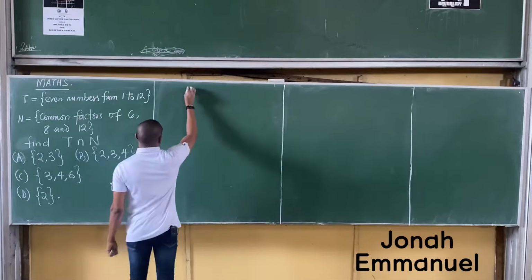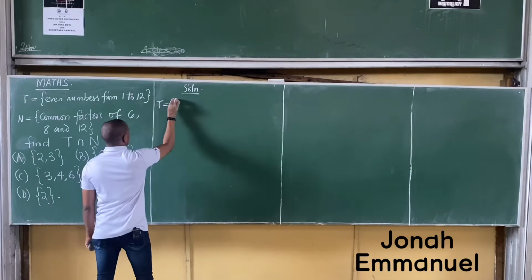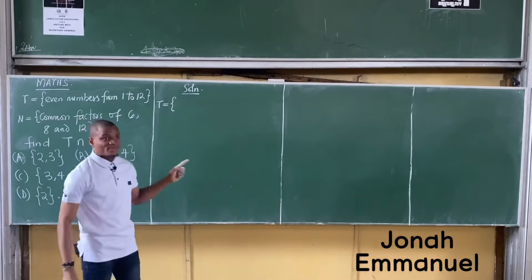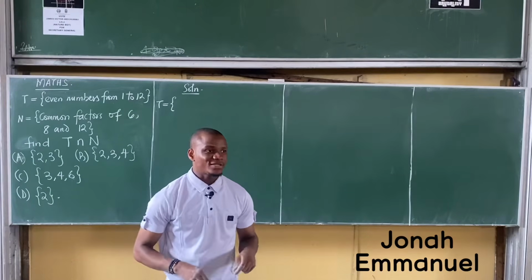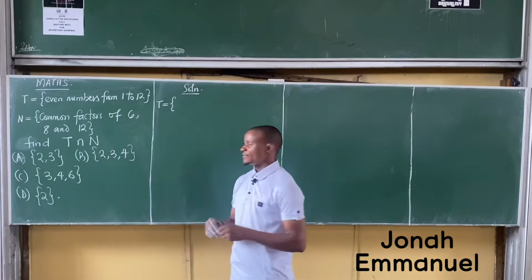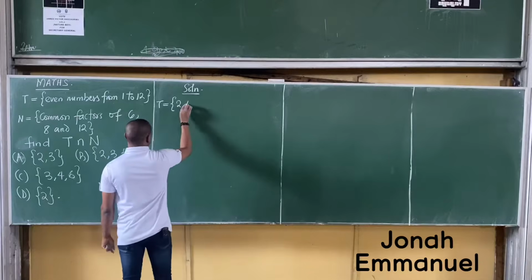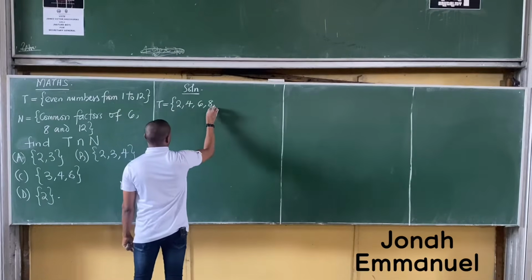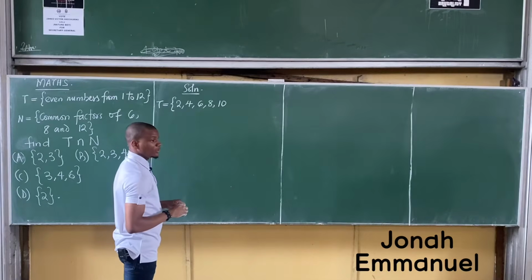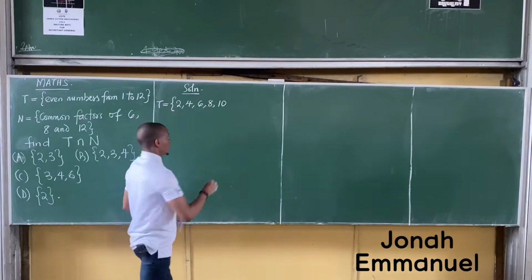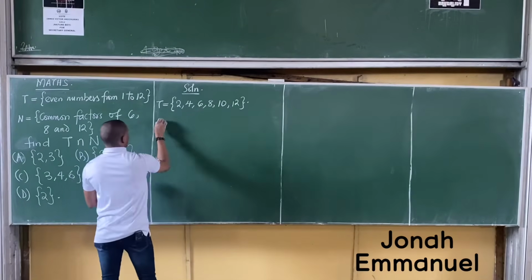Solution. Let's solve it. Your first task is to list out the elements. This is set builder notation describing the set. So list out your elements in T. What will it be? Even numbers from 1 to 12: 2, 4, 6, 8, 10. Will I add 12? Yes. So add 12.